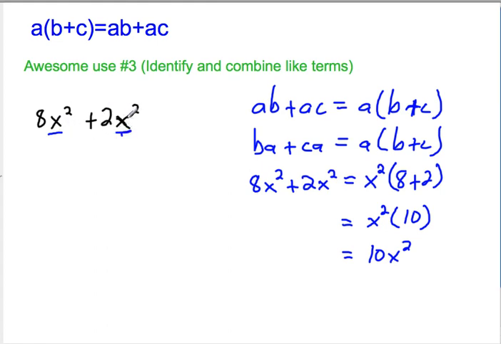So we know that when two numbers are both being multiplied by the same thing, so B and C are both being multiplied by A, that A can be taken out and multiplied later, and then the C and the B can be added first. So we're just adding the C and the B, the 8 and the 2, to get 10, and then we're multiplying by that x squared. Okay? Again, we'll do some examples of this in class.